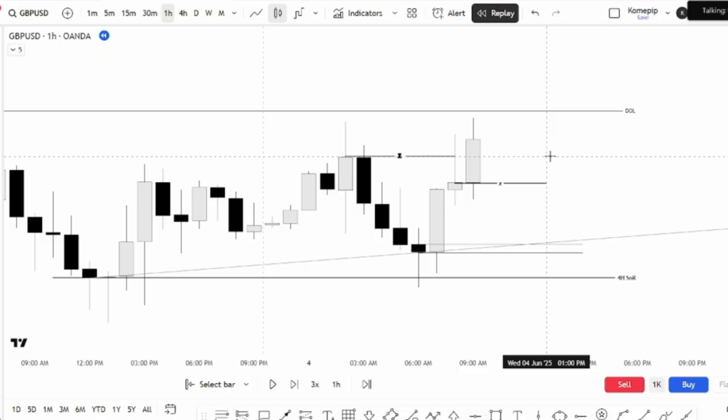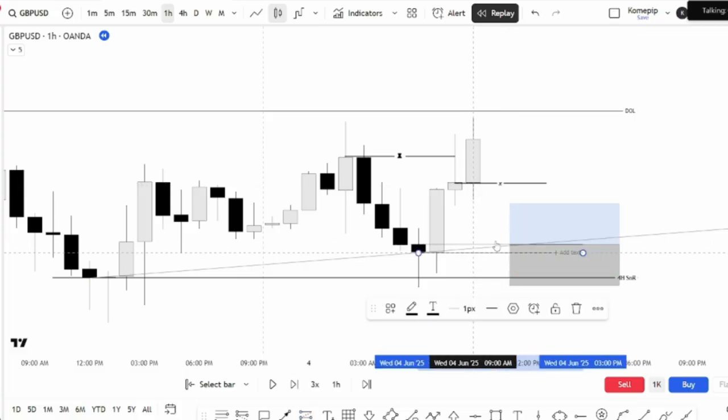Since the 1 hour is the break, what we need to do is use the 1 hour key levels. Automatically what I do, of course I'm still working on this anyway, is use the next available zone after my inducement. So this zone is very much valid because it's also in line with what?